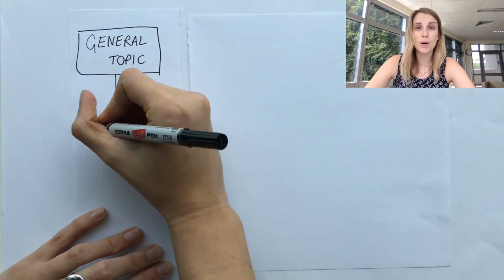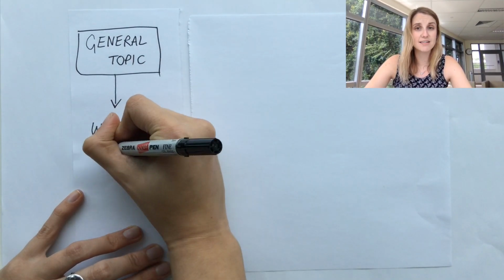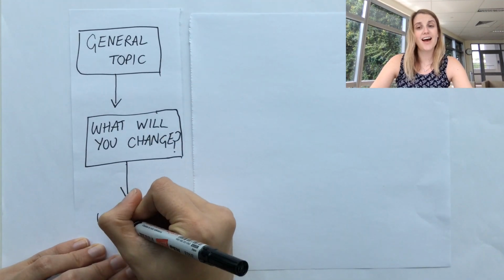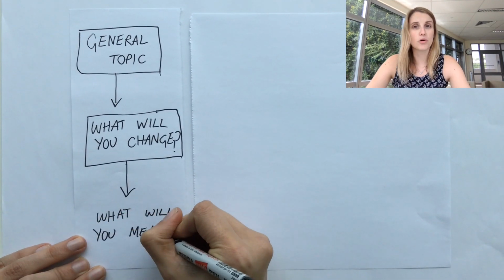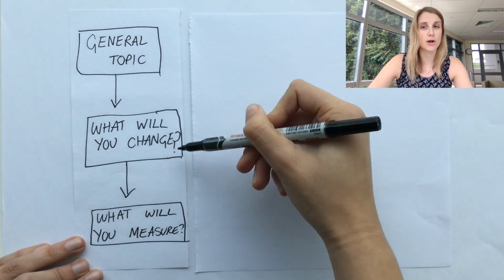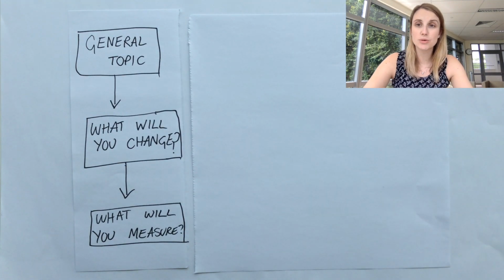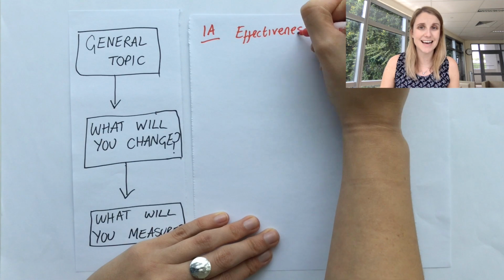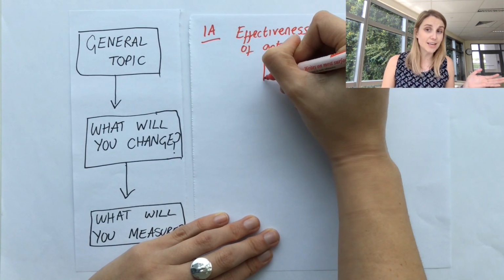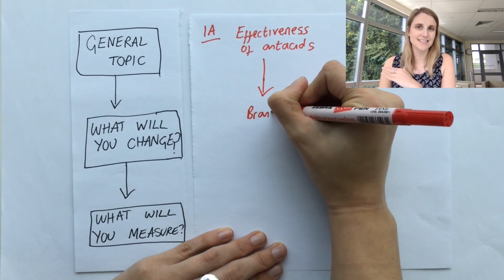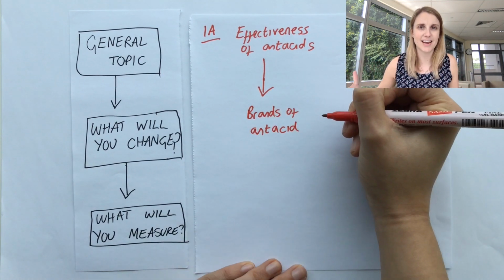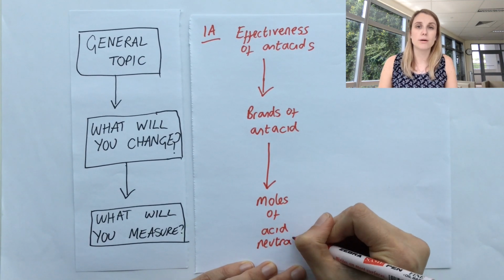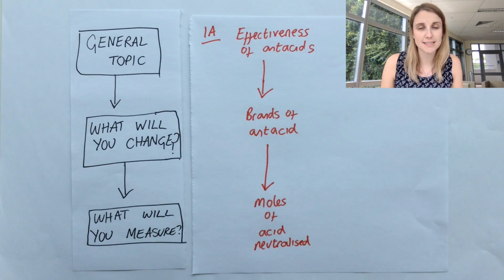Okay, so there's some pretty common themes between the IA and the EE. In both of them, you come up with a general topic that you're interested in, you work out your independent variable or what you're going to change, and then you work out your dependent variable or what you're going to measure in that scenario. So for example, for your IA, you might say, I'm really interested in how to work out how effective antacids are. I'm going to change the brands of antacids and I'm going to collect 5 different brands of antacids and compare them. And what I'm going to do is I'm going to measure the moles of acid that they neutralize.